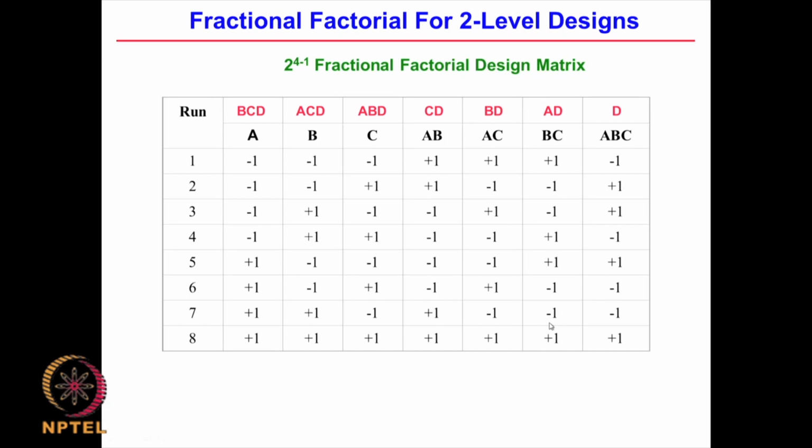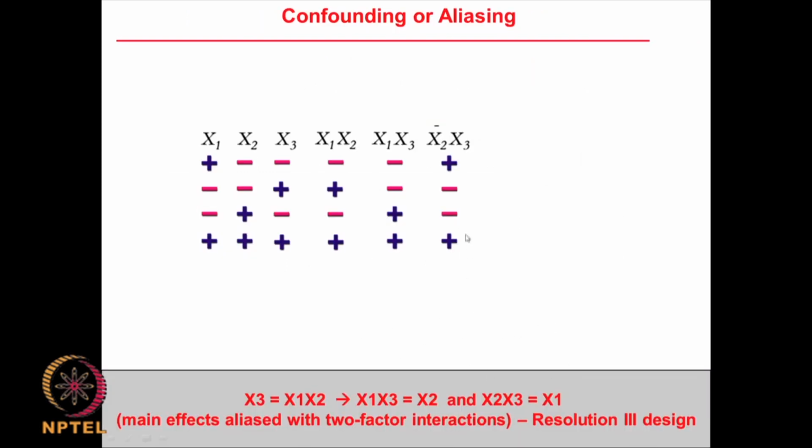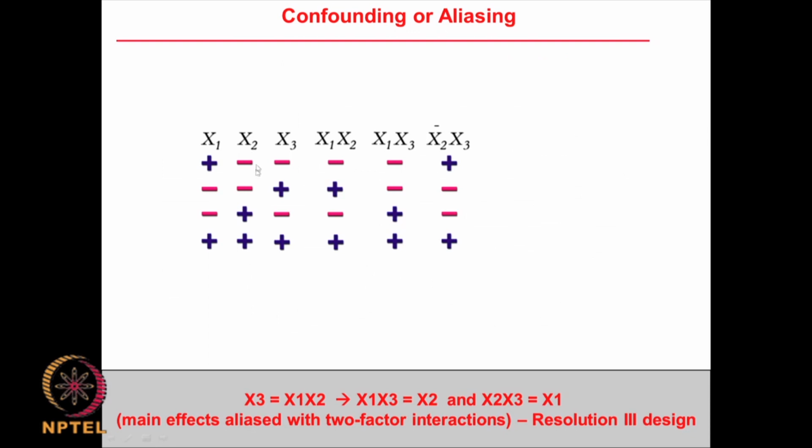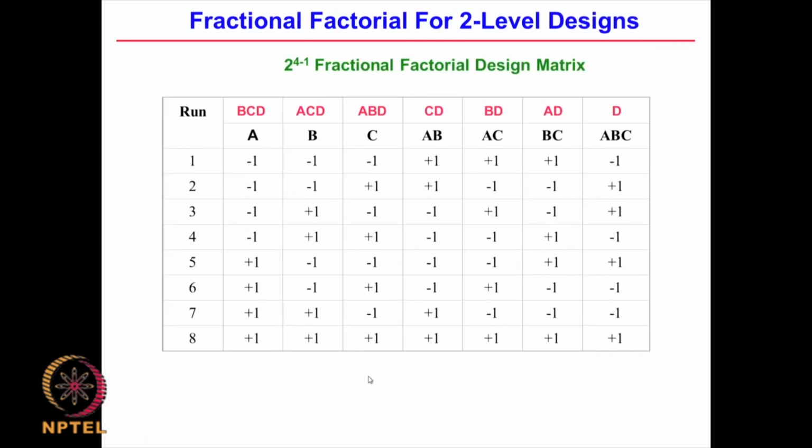So this is called a resolution 4 design, this is called a resolution 3 design, because main effects are interacting with 2 factor interactions. Here the main effect is confounded with 3 factor interactions, whereas in this case the main effects are confounded with 2 factor interactions. So this is a resolution 3 design, this is a resolution 4 design. Resolution 4 designs are okay, but resolution 3 designs are not good at all.